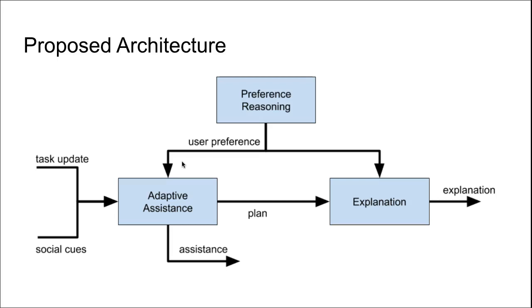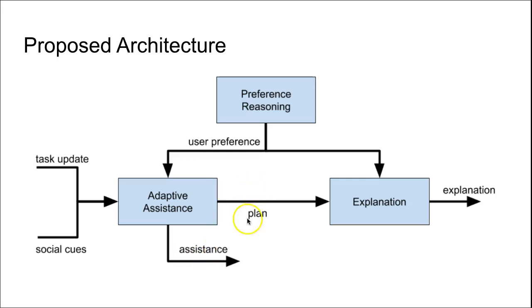So our proposed architecture consists of 3 components. The preference reasoning component is responsible for determining what preferences the user has. This preference is passed to the adaptive assistance component. Now, the adaptive assistance component uses this preference along with perceptions, its observations of the task that the person's performing, along with any social cues such as language or eye gaze that the person may be using. Based upon these preferences and the observations that the robot has made, it determines the right type of assistance for the robot to provide.